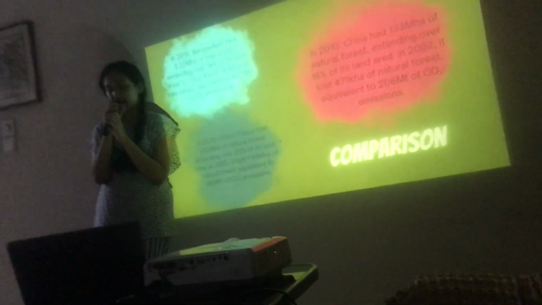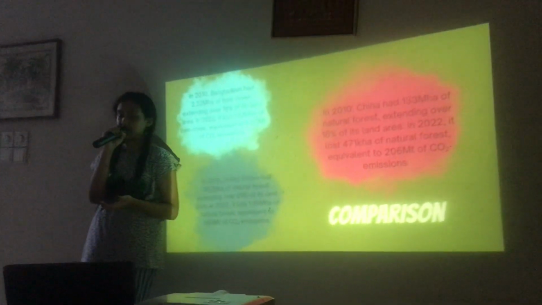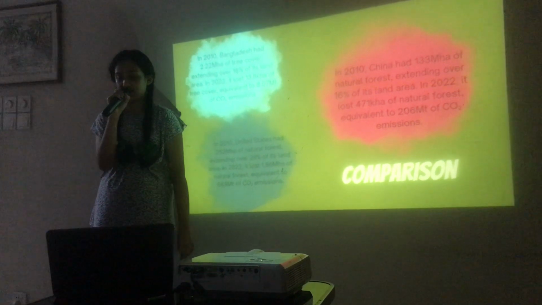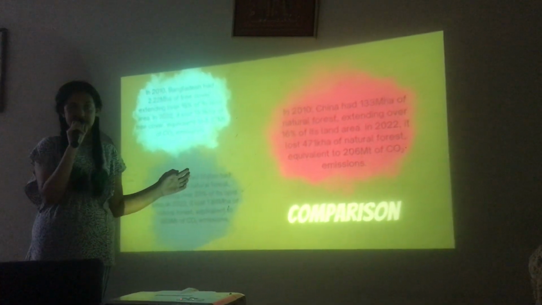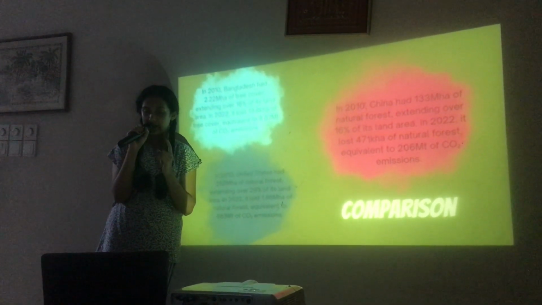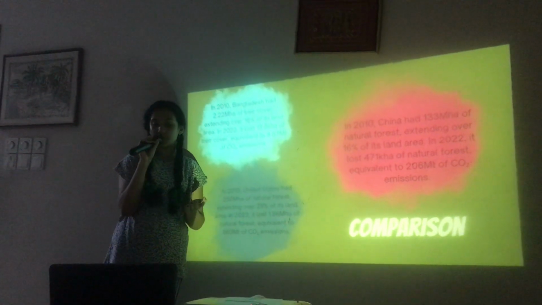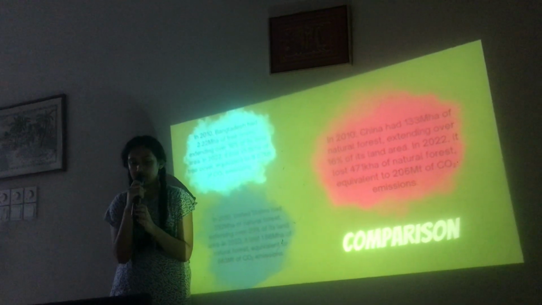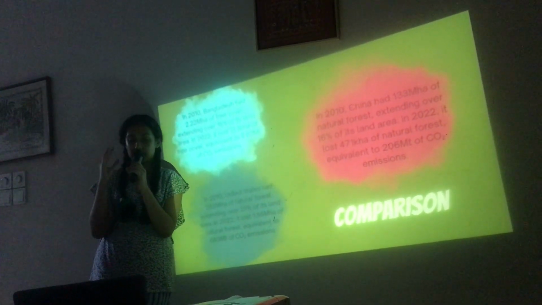In China, they had over 133 million hectares of natural forest, extending over 16% of the land area. In 2022, it lost 471 kilohectares of natural forest, equivalent to 206 metric tons of carbon dioxide emissions. In the US, which is also seen as a global leader, it had 252 million hectares of natural forest, extending over 29% of the land in 2010. But it lost 1.86 million hectares of its natural forest in 2022, equivalent to 663 metric tons of carbon dioxide emissions.